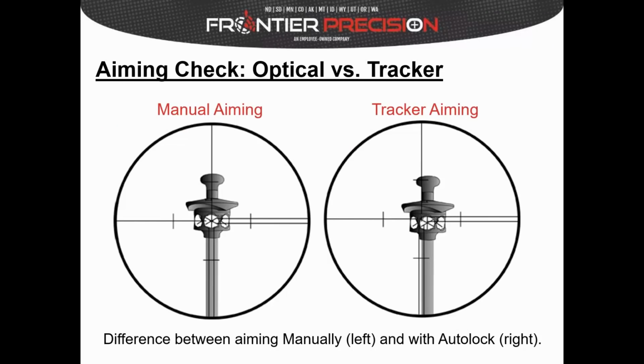And then the last of the 3 I want to touch on, another one you need to do fairly often, is checking the optical aiming versus the tracker aiming. This is basically looking at the difference between aiming the gun manually on the target, which you see on the left, and having the gun locked on automatically with auto lock, which you see on the right, to see if it's compensating our angles and everything, but also if it's moving a lot or if it's still on the glass.